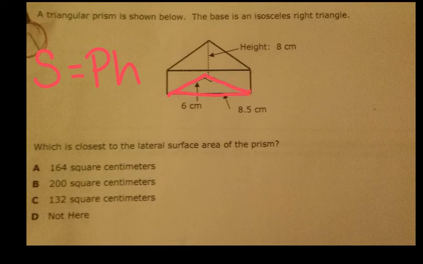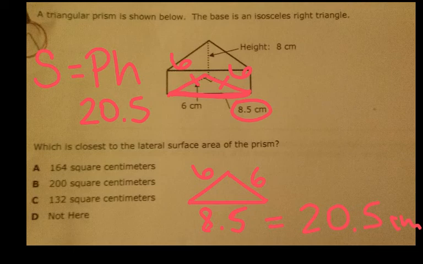To find the perimeter, you just add up all the sides. So it's telling you that this side is 6, which because it's an isosceles, that means that this side is also 6. So you have 6 plus 6, and then this side right here is 8.5. So add all 3 of those together. Okay, that should give you 20.5 centimeters.